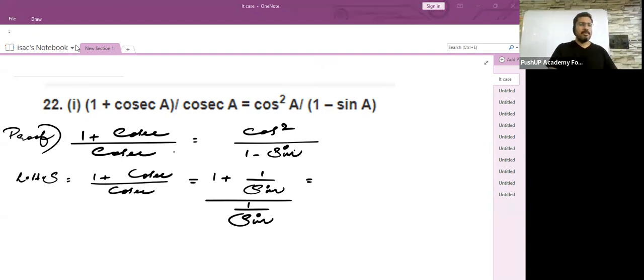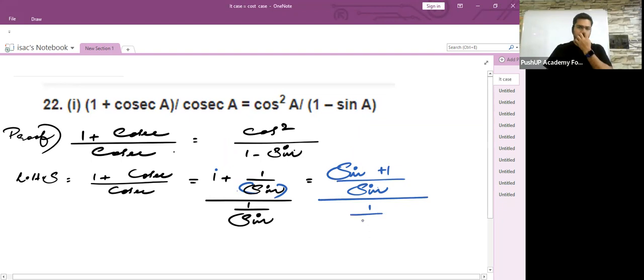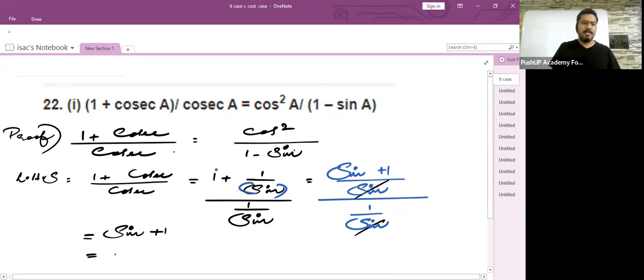Okay. So 1 plus 1 upon sine. I think you can go with the LCM method. So what is the LCM here? I think it is sine. So take sine in the denominator. Sine into 1 is what? Sine. Plus 1, then whole divided by 1 divided by sine. Children, can't you cancel sine and sine from both the numerator and denominator this way? Can I cancel it? Yes. So this is equal to sine plus 1. And this is the simplified version of the LHS.